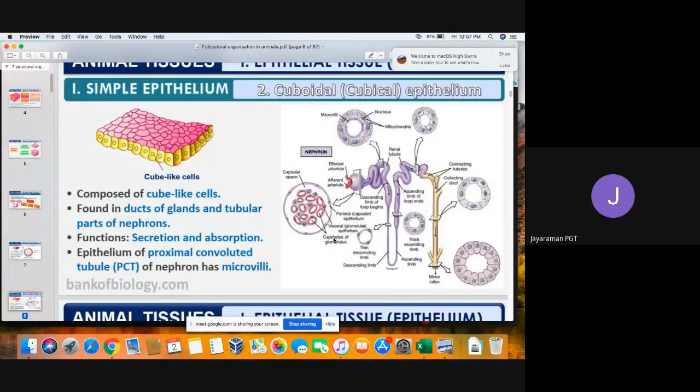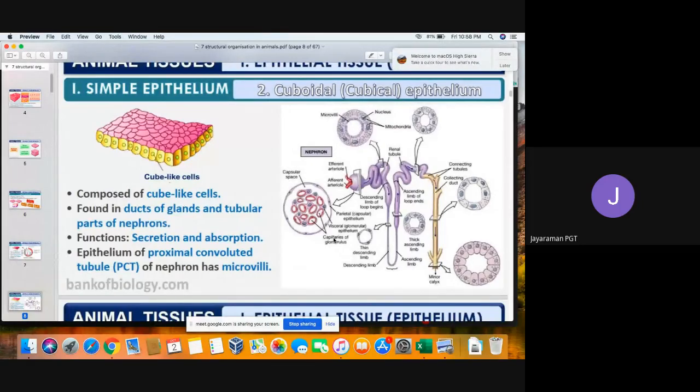Surface area is increased. Suppose you make a smooth inner lining, just one paper. But if you fold the paper, you can keep even 10 papers inside. Folding by folding, you can keep many inner foldings, infoldings. Even the stomach has foldings, no? They're called rugae, gastric rugae.